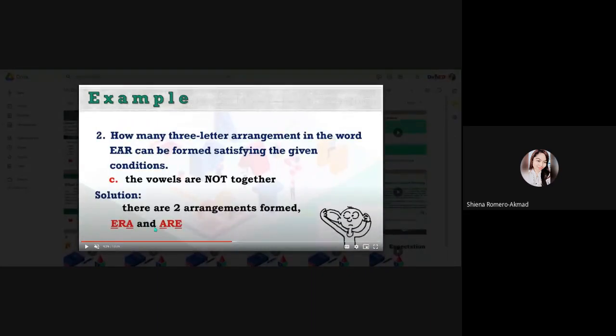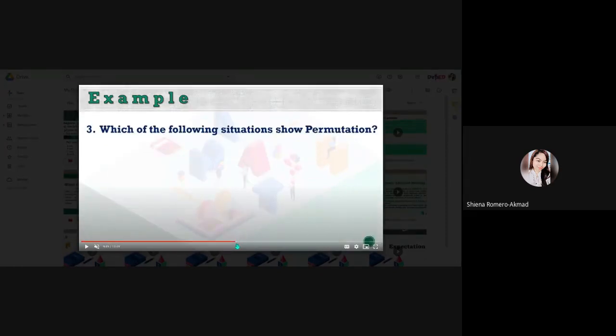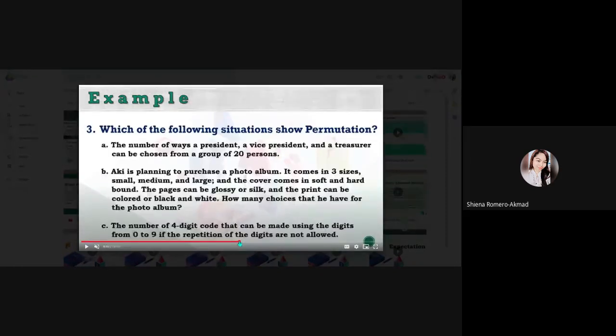So there are two arrangements, like the ERA and AR. So let's have this third example. We have to look at the following situations and identify which of these three is a permutation.